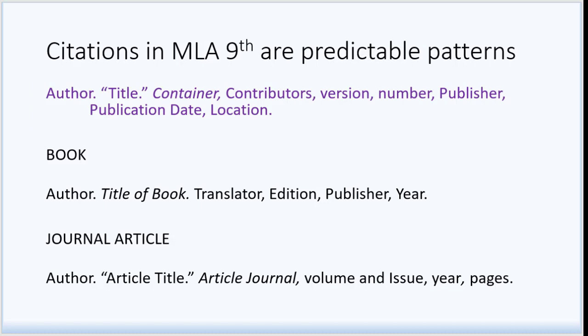Notice that the first two elements, author and title, end in a period. Then everything else is a comma, except for abbreviations, until the last element, location, which also ends with a period. Imagine how fast you could check an MLA citation once you learn the formula. The slide shows how a book and a journal might look using this formula.